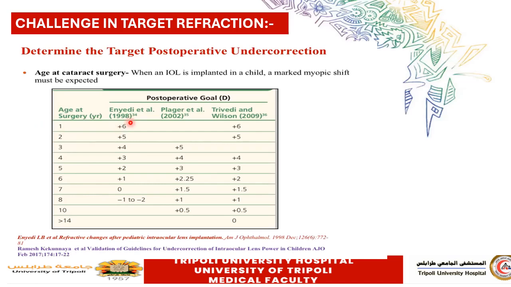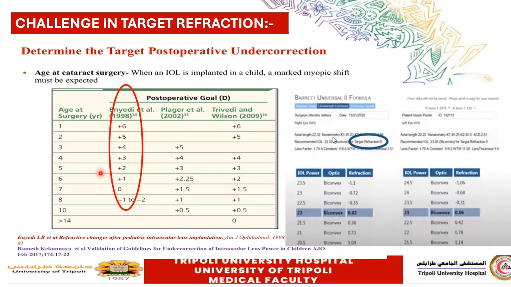So in the IOL calculation formula, you put the desired postoperative refraction of plus 6, so that the IOL power that comes out is the one which you are going to implant. If the age is 2 years, the desired postoperative refraction should be plus 5, and so on. This is known as the Rule of 7, by Enyedi et al. in 1998. This is one of the famous ones which has gained acceptance by most surgeons. Of course, there are a lot of regimes and still there is controversy among them, but this one has gained acceptance by most of the surgeons.